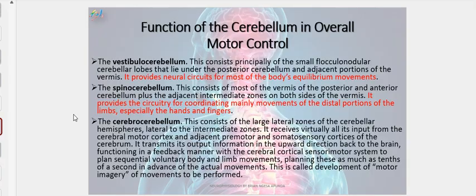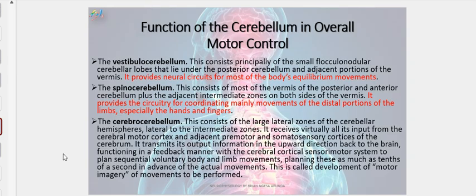And eventually, this is what we anticipate as the normal function of the cerebellum in the overall motor control, and maybe you can summarize their role as follows. The vestibulocerebellum consists principally of the small flocculonodular cerebellar lobe that lies in the posterior cerebellum and an adjacent portion of the vermis. This normally provides the neural circuit for most body equilibrium movement.